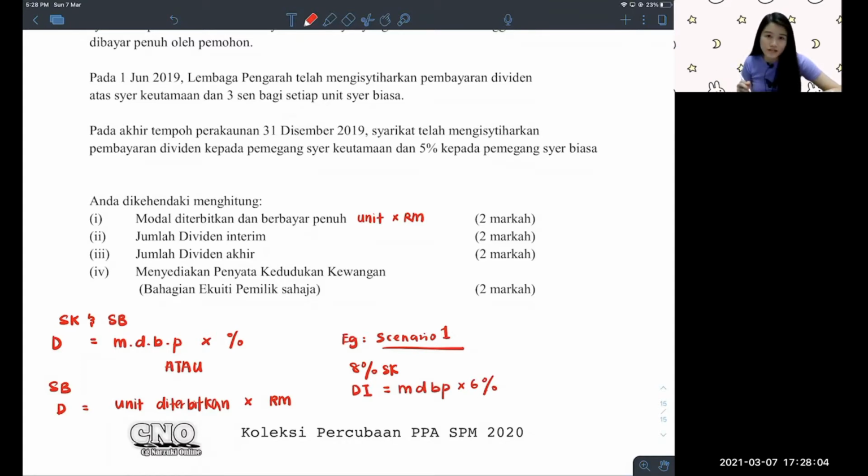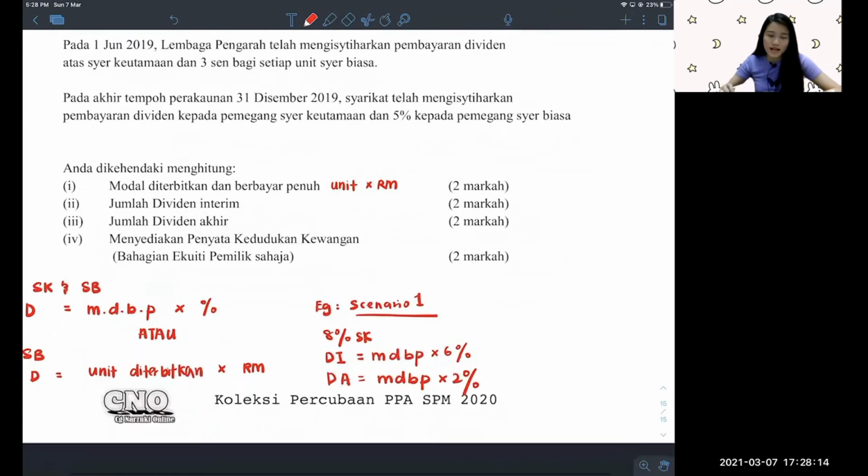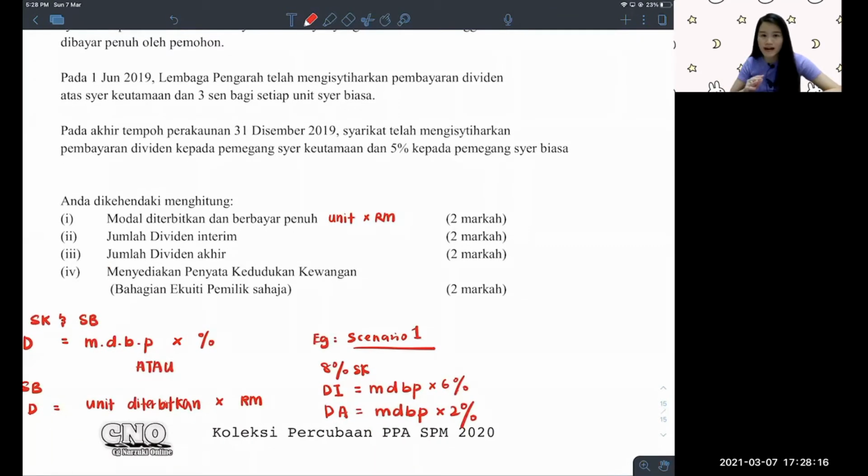So what about your dividend akhir then? Dividend akhir will be the rest of the percentage. Modal diterbitkan dan berbayar penuh again times with 2%. So you just need to remember the concept that our share keutamaan has a fixed dividend. They will never get more than what we have written. So 8% means no matter what, combined together it is 8%.